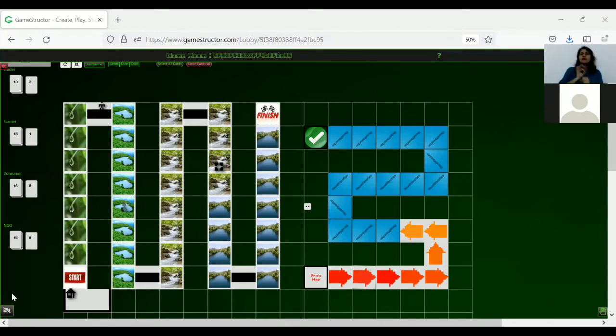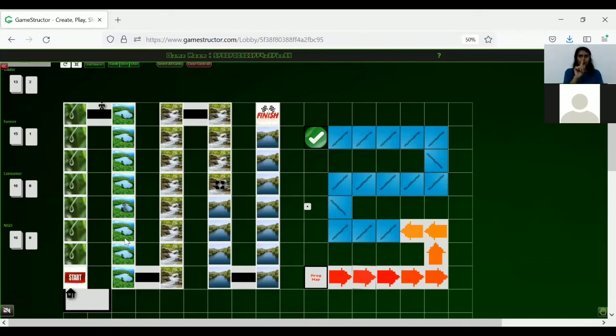I'll take NGO. Okay, you'll be NGO. NGO is this one here. Okay, so we'll roll the dice. Yeah, we'll roll the dice. It even makes the dice sound, which is nice. So it's 1. So I'll move you 1 forward.